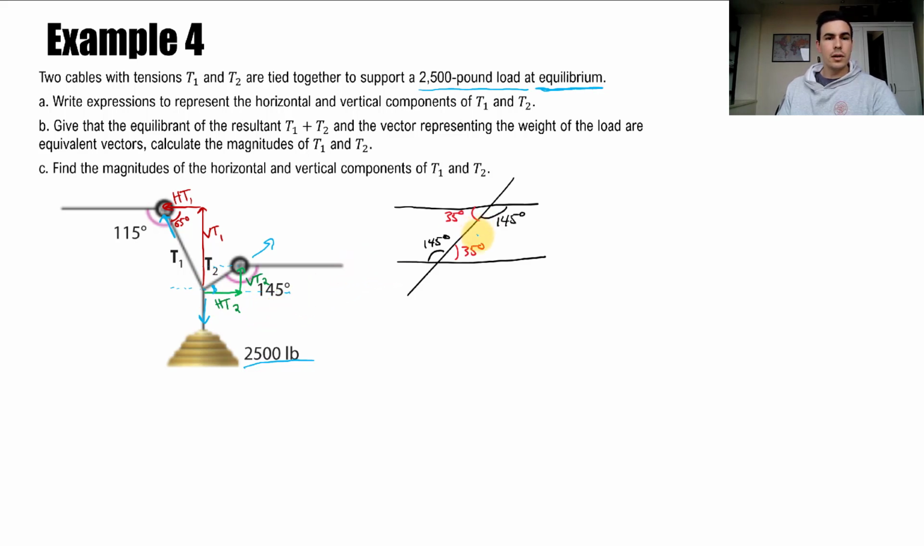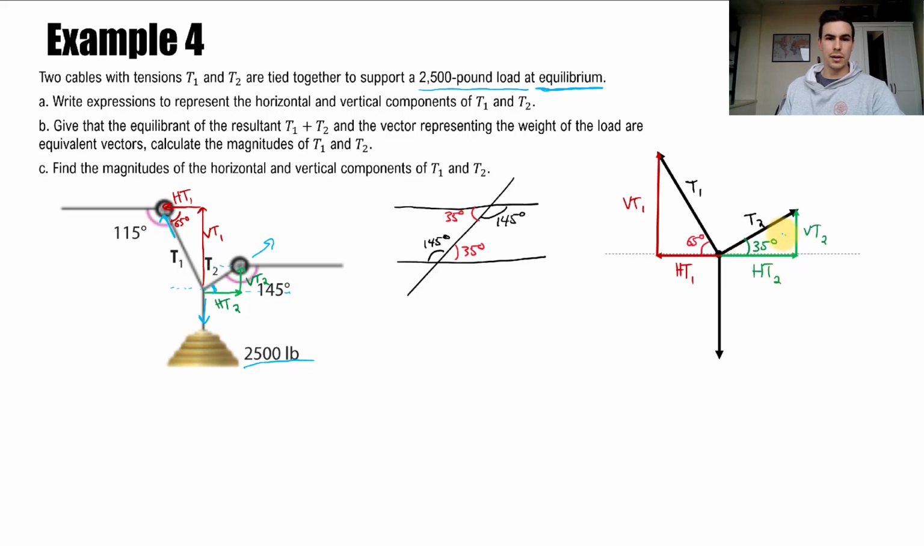Now we're going to draw what is called a free body diagram. We're just going to clean this up a little bit, and we can look at this in terms of all the forces we have going on. For our T1, I'm going to write in the horizontal and vertical components, and the same for T2. So we can label everything: horizontal T2, vertical, horizontal, vertical.